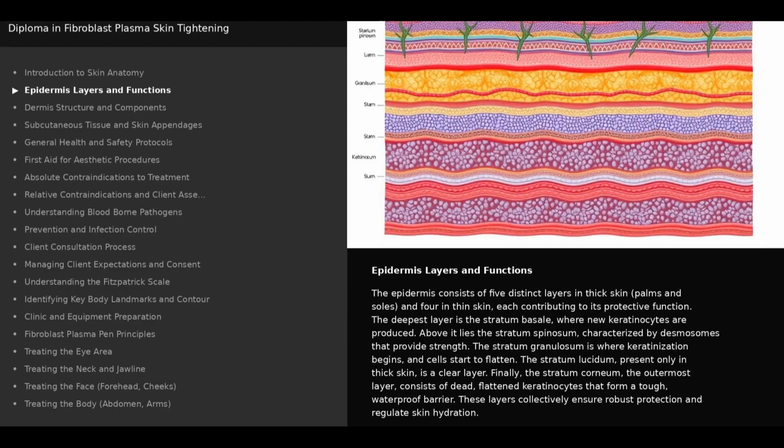The epidermis consists of 5 distinct layers in thick skin, palms and soles, and 4 in thin skin, each contributing to its protective function. The deepest layer is the stratum basale, where new keratinocytes are produced. Above it lies the stratum spinosum, characterized by desmosomes that provide strength. The stratum granulosum is where keratinization begins, and cells start to flatten. The stratum lucidum, present only in thick skin, is a clear layer. Finally, the stratum corneum, the outermost layer, consists of dead, flattened keratinocytes that form a tough, waterproof barrier. These layers collectively ensure robust protection and regulate skin hydration.